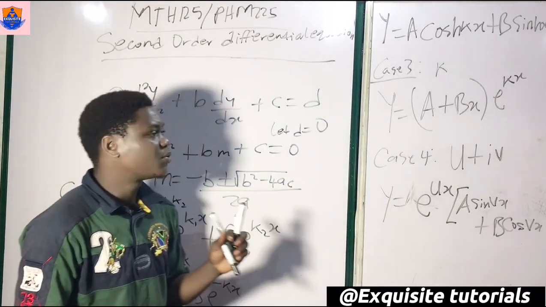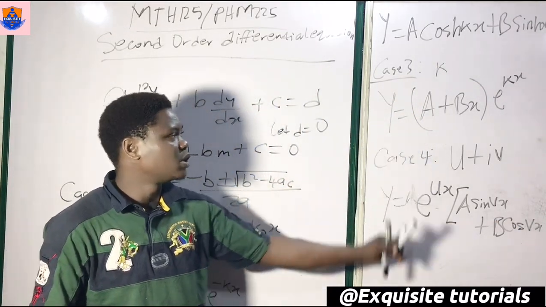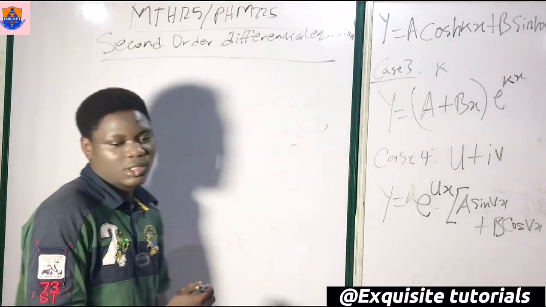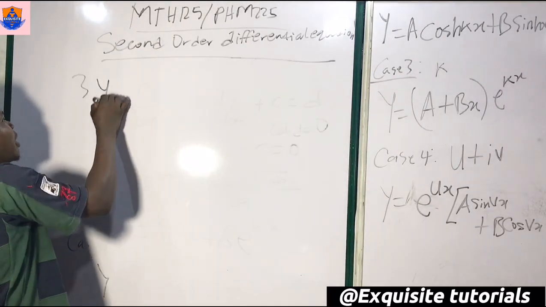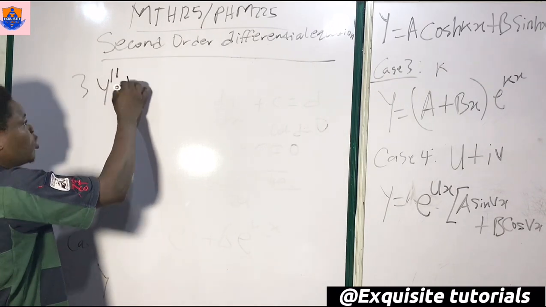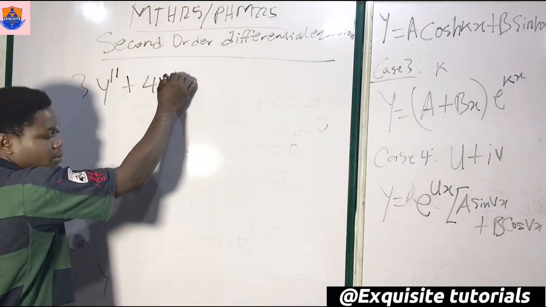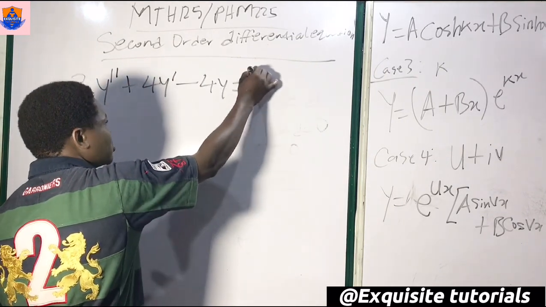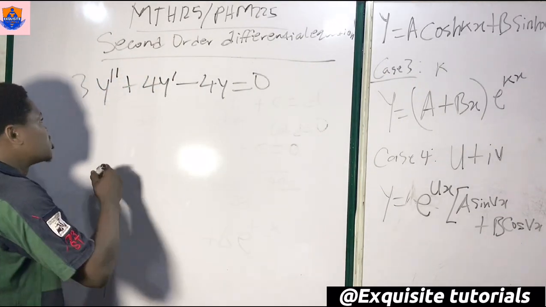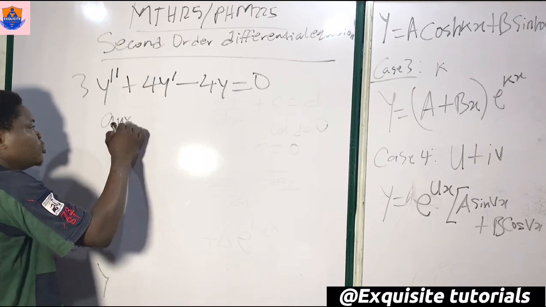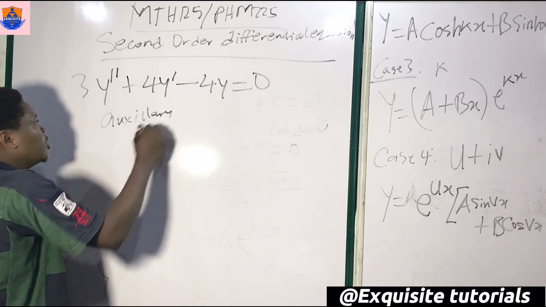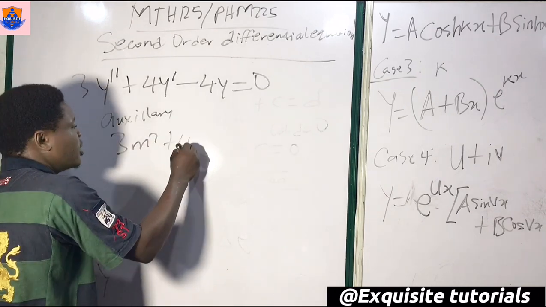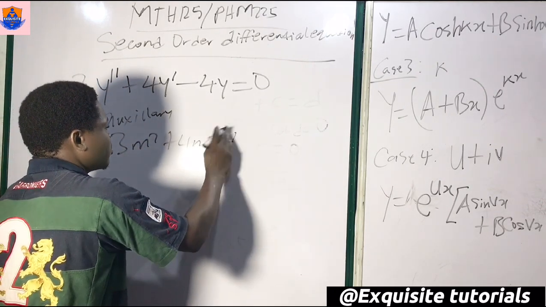We are going to solve 3 questions to explain all these cases. The first question I have here is 3y'' plus 4y' minus 4y equals 0. Now let's solve this. The auxiliary equation is 3m squared plus 4m minus 4.